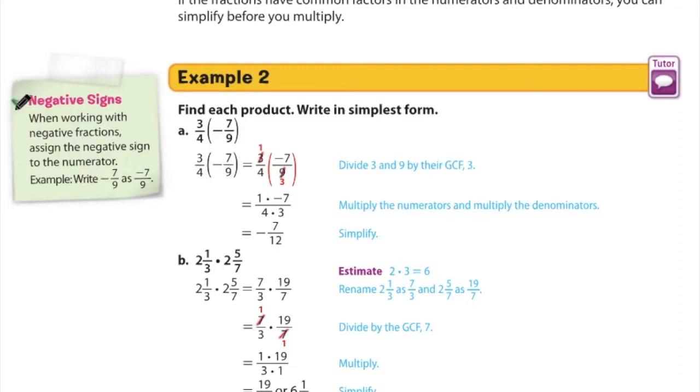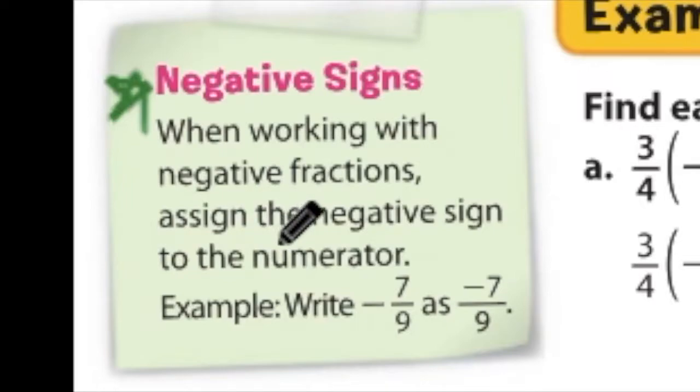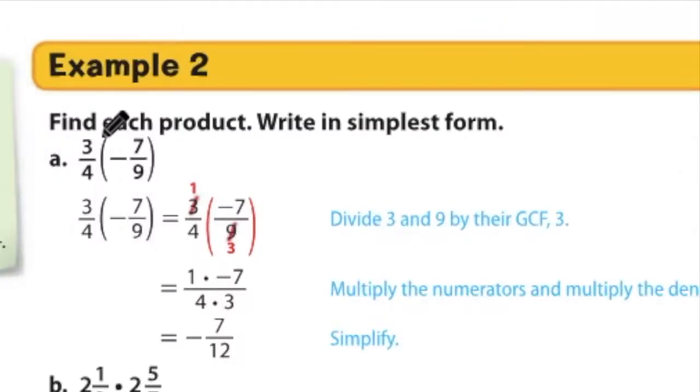And just a little note here, when you're working with negative fractions, assign the negative sign to the numerator. So if the negative sign is out front, just go ahead and put that negative sign with the numerator. So in example A, you can see 3/4 times -7/9, but this time they do introduce this strategy of cross-reducing. 3 and 9 both have a common factor of 3, so you can cross off and simplify. That way in the end you're not having to simplify as much.